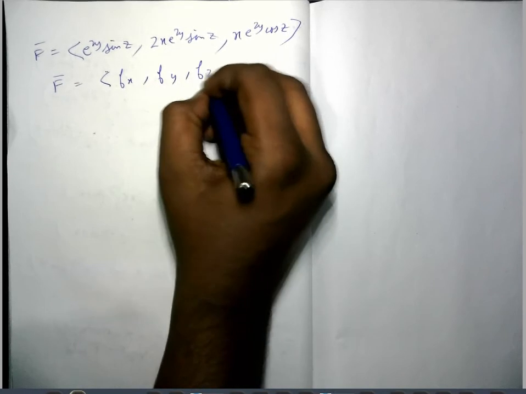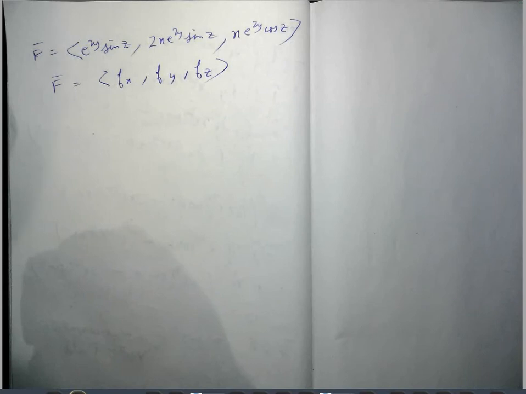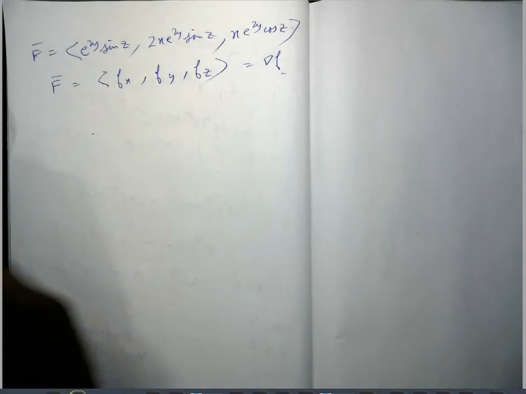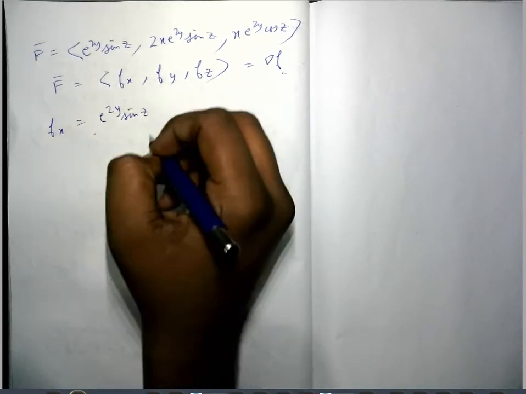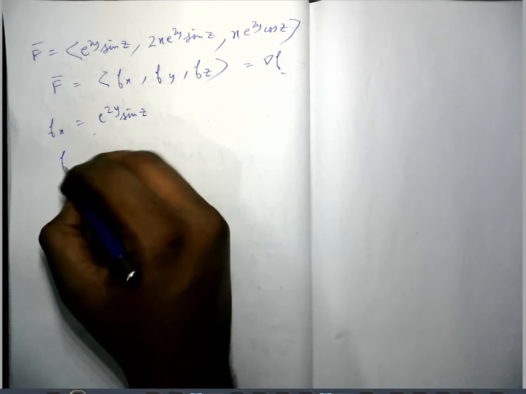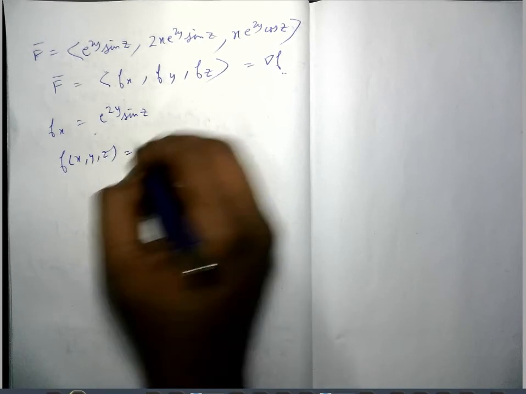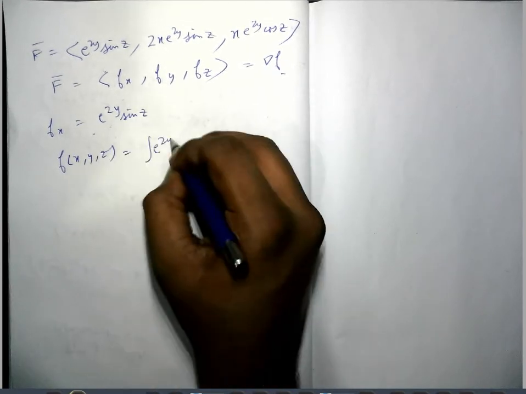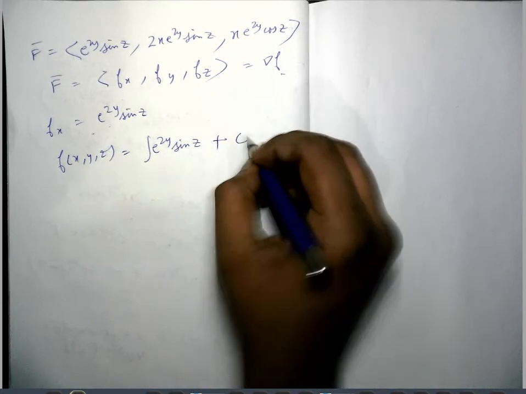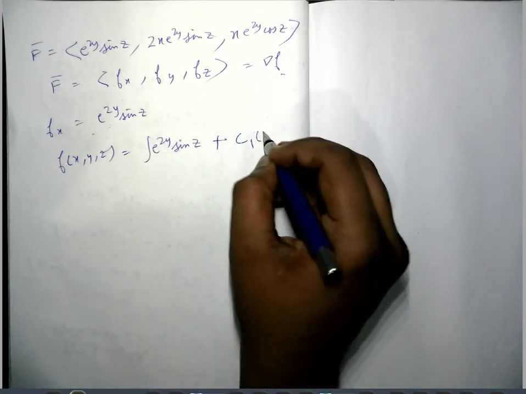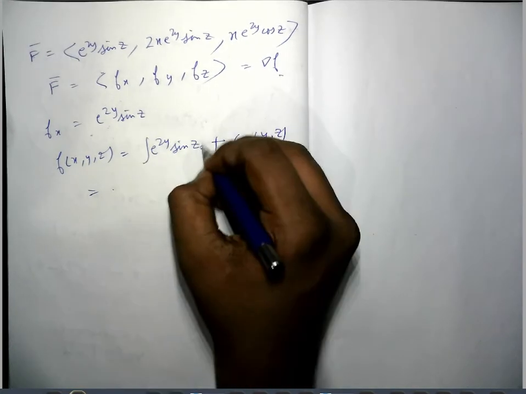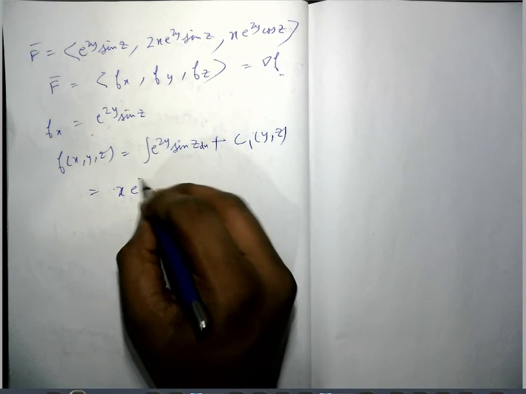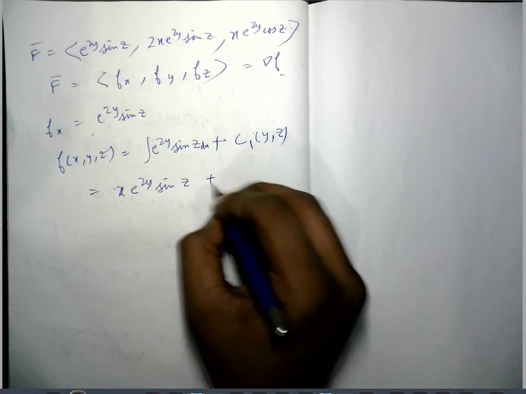So fx has to be equal to e to the power 2y sin z. So that means f has to be equal to, you integrate this with respect to x and add a function of y and z. So this is equal to x e to the power 2y sin z plus some function of y and z. Next you have the following equation. So this is the first equation.